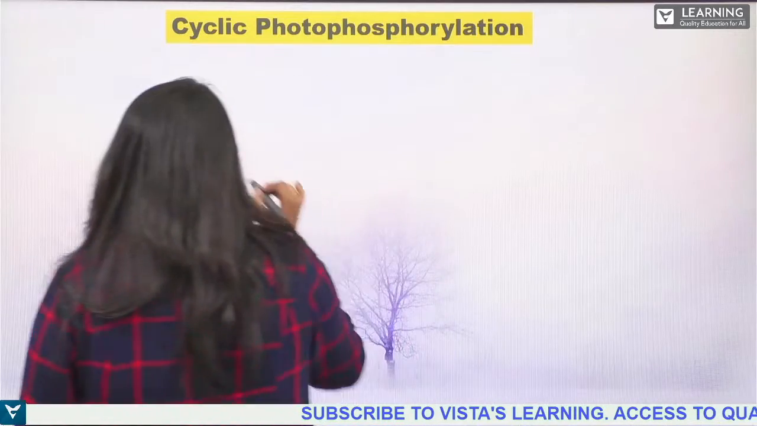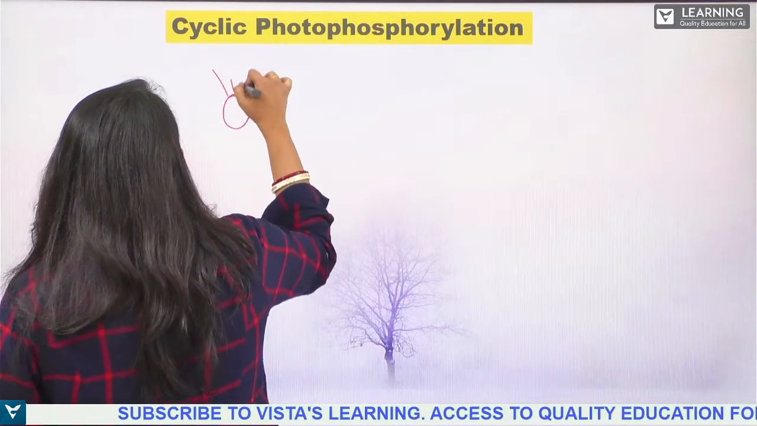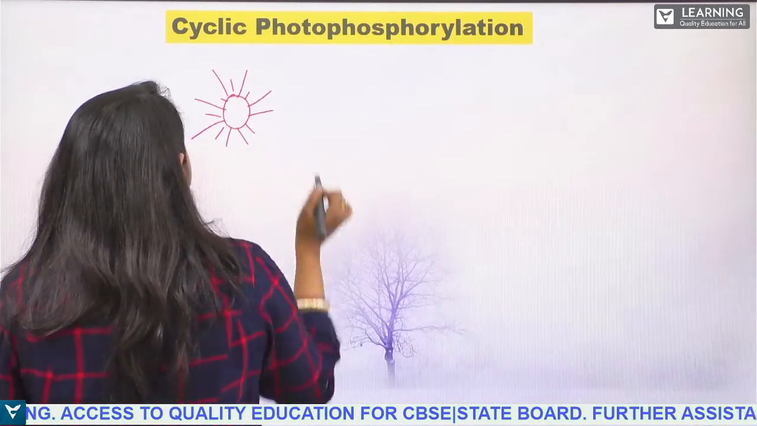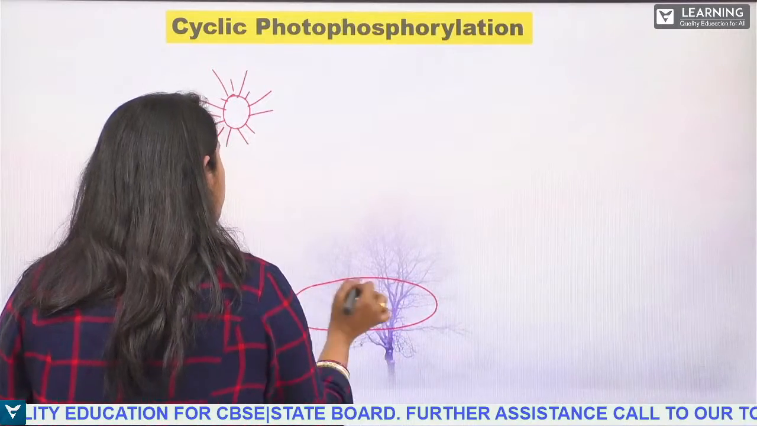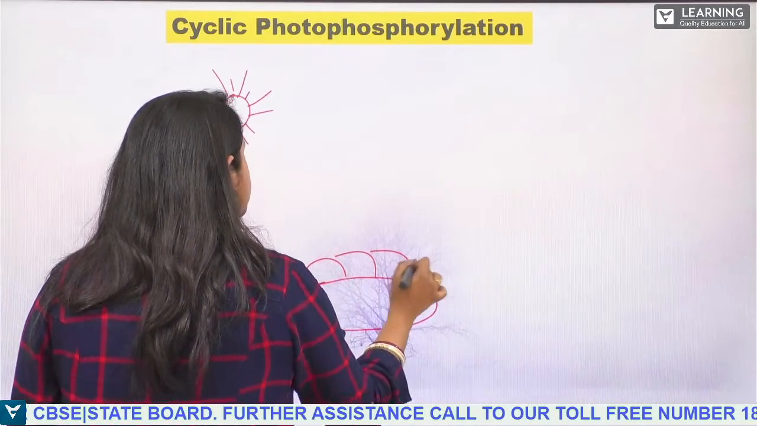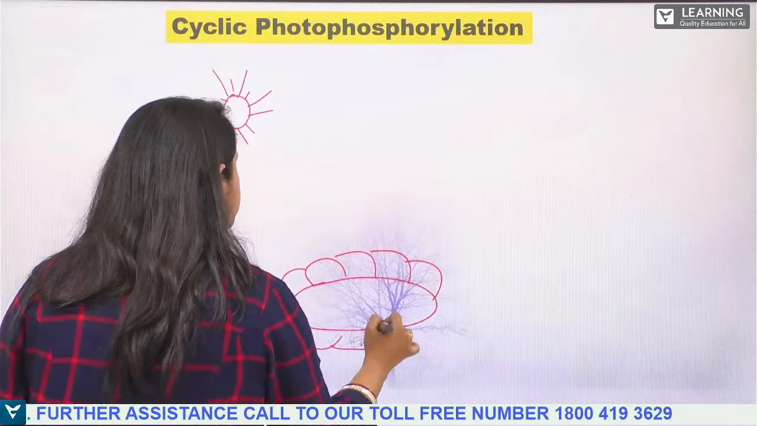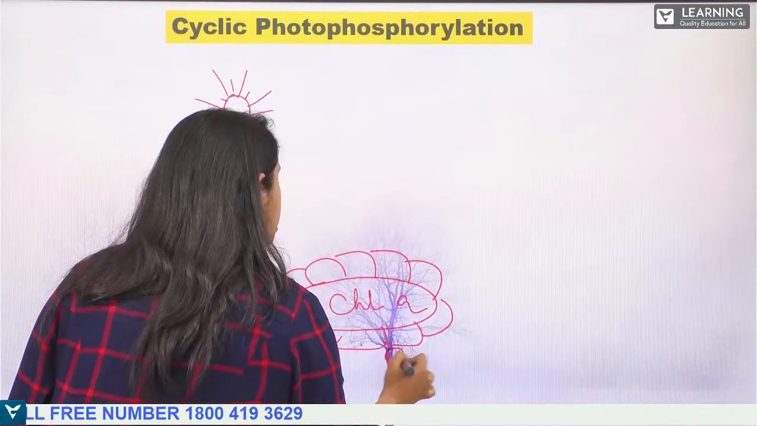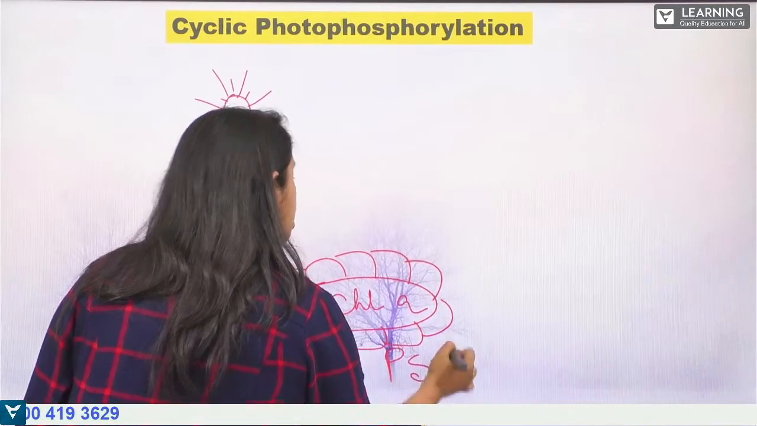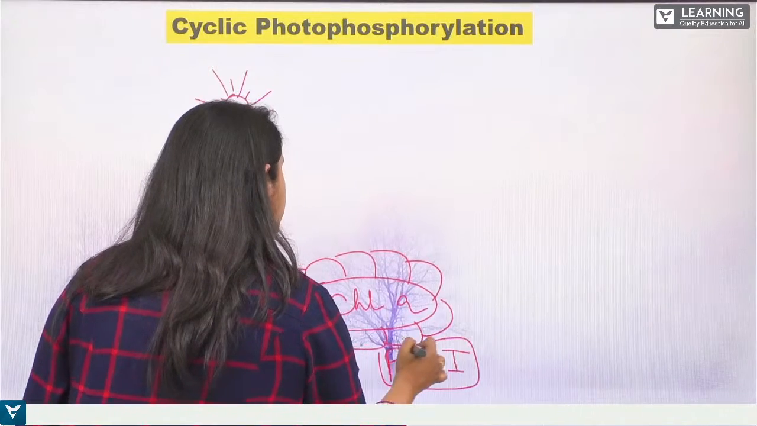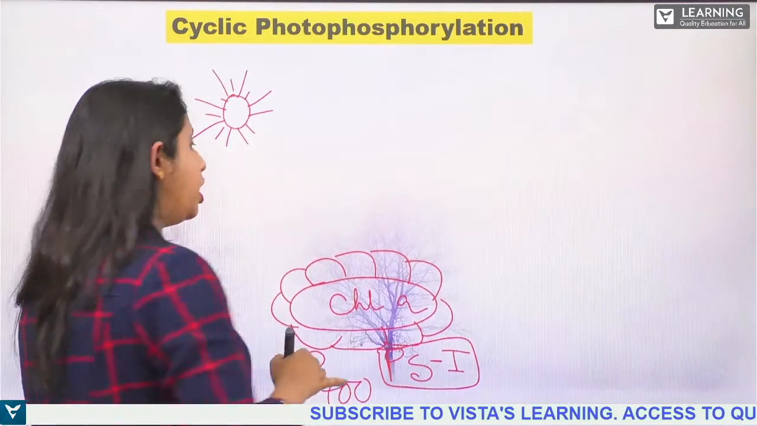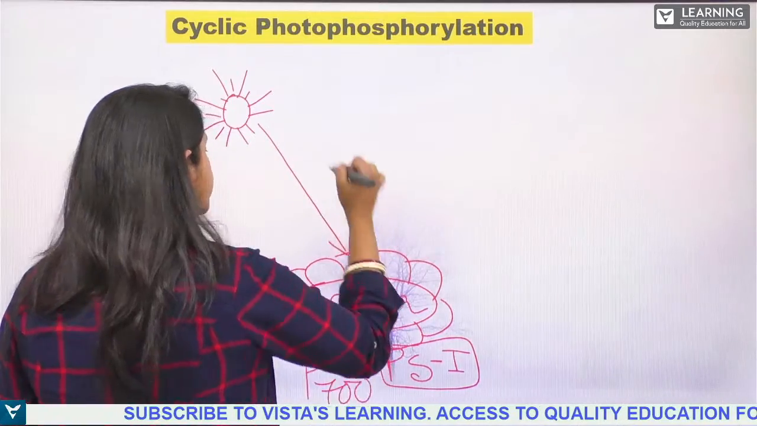So see, cyclic photophosphorylation: here there is light, that is sunlight. Now the light energy will be harvested by the chlorophyll, isn't it? The reaction center is chlorophyll A. Here only photosystem 1 is involved. What is the wavelength? It is P700, right? P700 is the wavelength of photosystem 1. So the light will be harvested here.